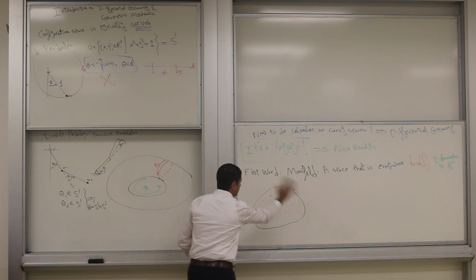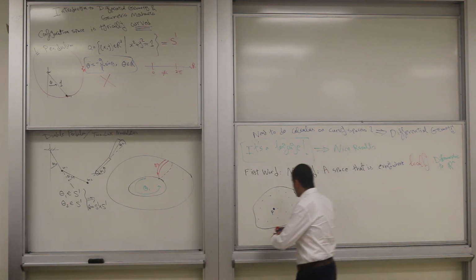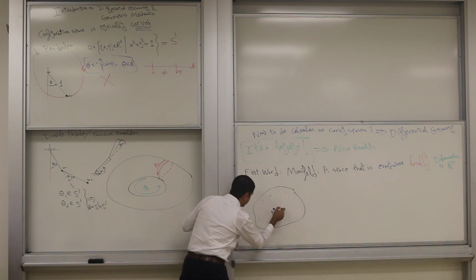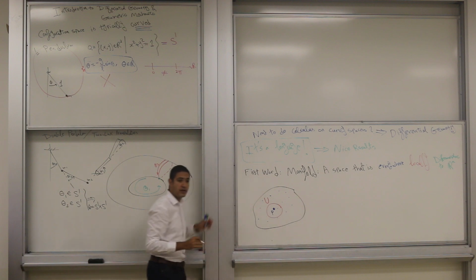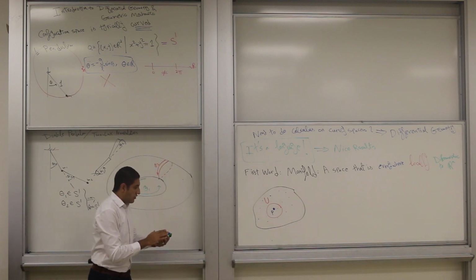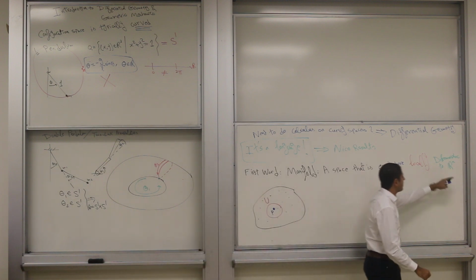The following has to be satisfied at every point. What's the following? Locally, around the point, so here is the point. Locally, just take some neighborhood around the point, call it U. What does this neighborhood have to satisfy? It has to be diffeomorphic to Rn.